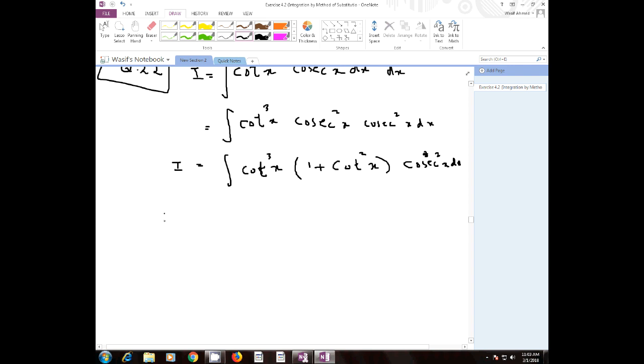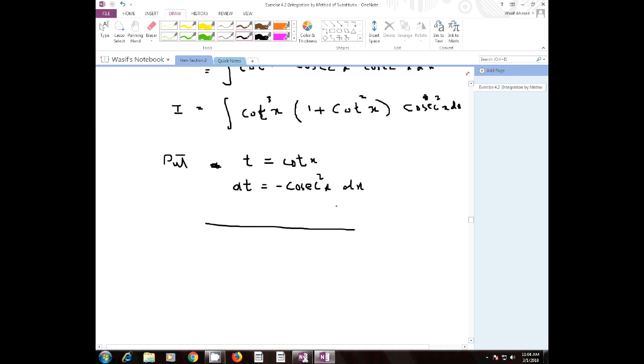Next you have to put t is equal to cot x. Hopefully you would do the next steps by yourself. Put them back into your integral, you will get the answer.